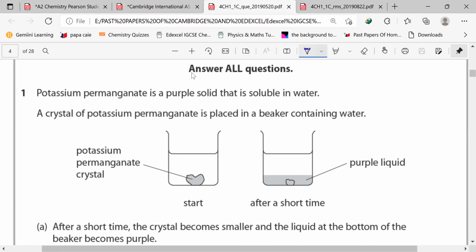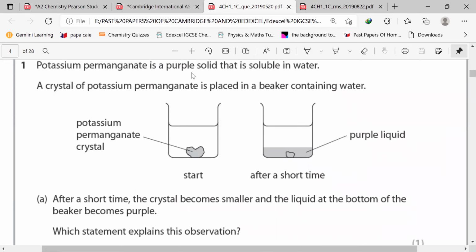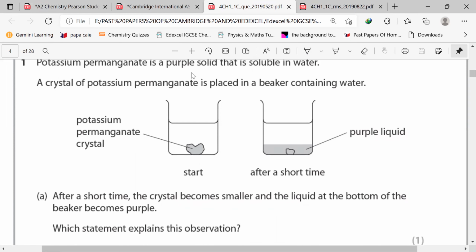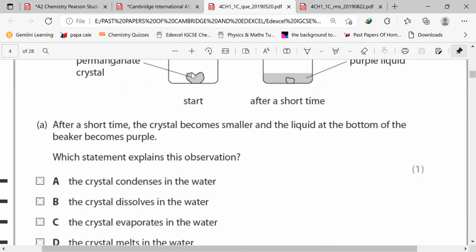Potassium permanganate is a purple solid that is soluble in water. A crystal of potassium permanganate is placed in a beaker containing water. After a short time, the crystal becomes smaller and the liquid at the bottom of the beaker becomes purple. Which statement explains the observation?